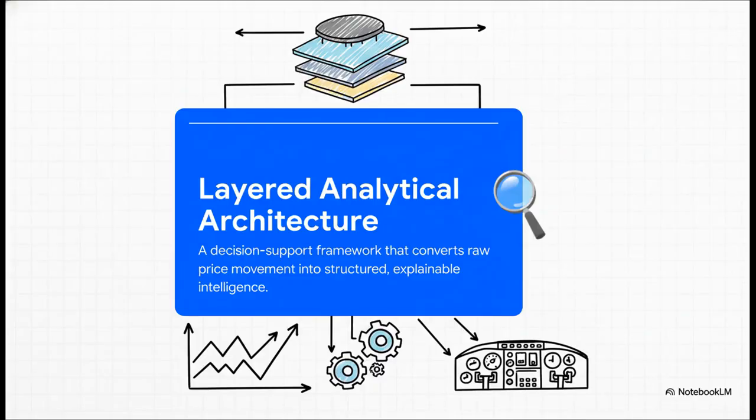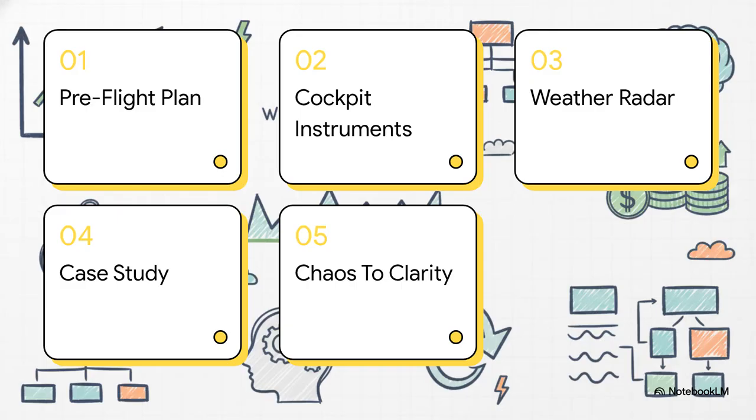And that's exactly where something called a layered analytical architecture comes in. It's basically a decision support system that doesn't just throw data at you. Instead, it converts raw price movement into structured, explainable intelligence. Think of it as your financial cockpit, built for absolute clarity. So here's our flight plan for this explainer. We're going to start with the pre-flight plan, then learn to read the cockpit instruments, scan the weather radar, fly through a real-world case study, and finally, land at a place of clarity.